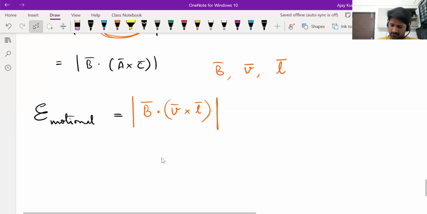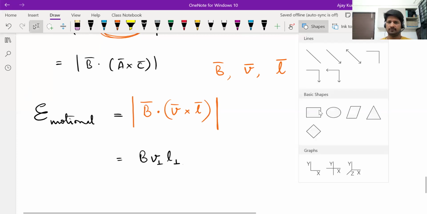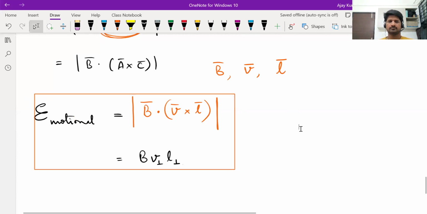Okay, or generally, if you want to remember the formula, remember it like this: B, V perpendicular, L perpendicular. All three mutually perpendicular components should be taken. Then you will always get the correct value of EMF. Okay, let's solve some simple problems based on this.